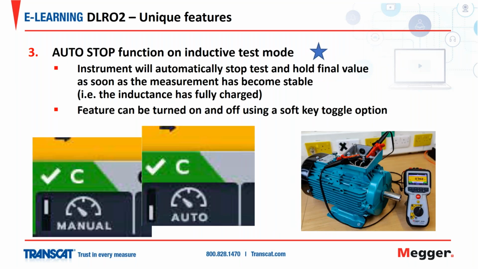We have the auto stop function on inductive when you're in the inductive test mode. So inductive loads such as motors, generators, they can take a longer time to fully charge, so the readings can take longer to stabilize. So what the DLR02 will do, when you're in the inductive mode, it'll automatically stop the test and hold that final value as soon as the measurement has become stable. So you don't have to stand there and watch it and wait for this thing to stabilize. It'll automatically do that for you.